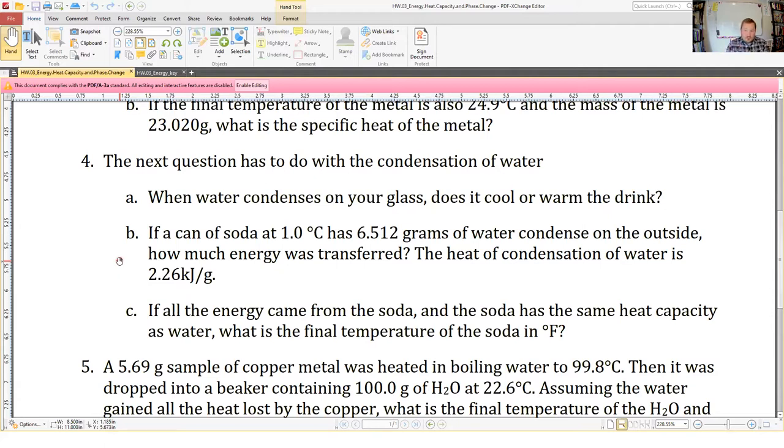And if the water loses energy, that energy has to go somewhere else. So when water condenses on your glass, the water is going from gas to liquid. So the water is losing energy, which means your drink is gaining energy.